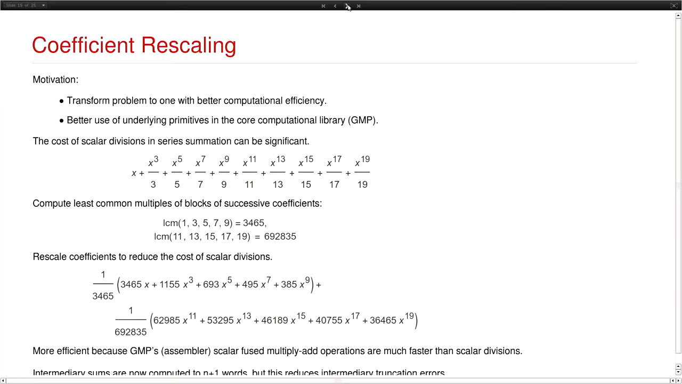So now I'm using primitives from the GNU Multiple Precision Library, these fused add multiply, which are the core of multiplication. They're all implemented, highly optimized in assembler. So I've transformed my problem into something which the library can do really fast, okay?